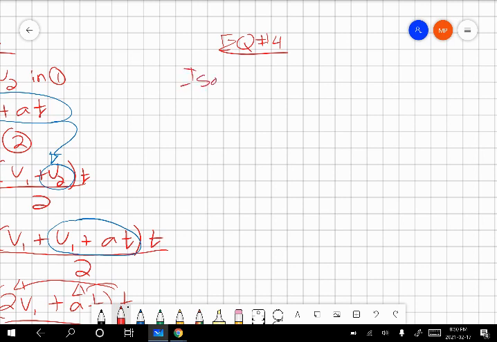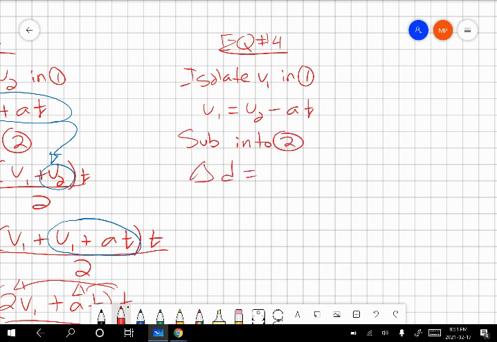So isolate V1 in equation 1. All right, so that's going to be V1 equals V2 minus AT. Again, just doing some algebra. Sub into equation 2. I'm going to write equation 2 again.